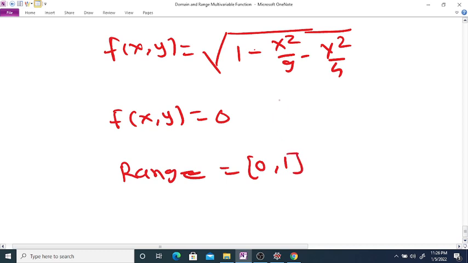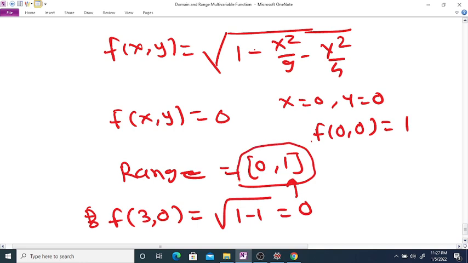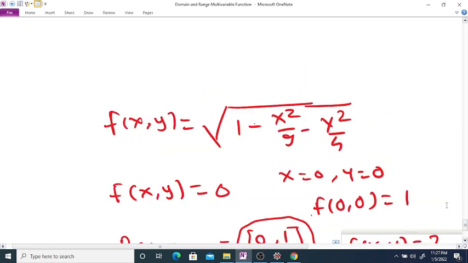That is, if we consider x equal to 0, y equal to 0, then f of 0 0 is equal to square root of 1, which is 1. And if you consider x equal to 3, f of 3 0 is mapped to square root of 1 minus 1, which is equal to 0, and therefore the range of the given function is 0 to 1. There does not exist a pair such that f of x y is equal to 2 or minus 2, and therefore the range of the given function is 0 to 1.